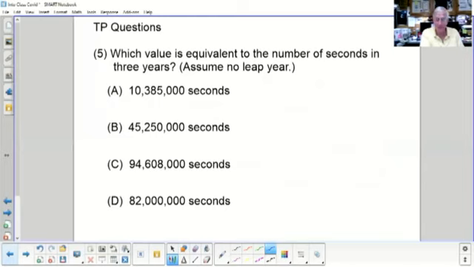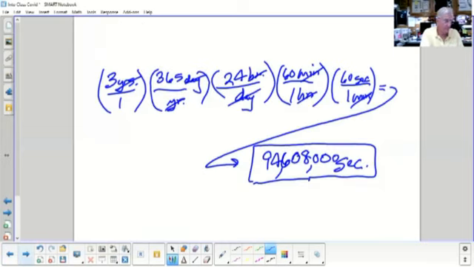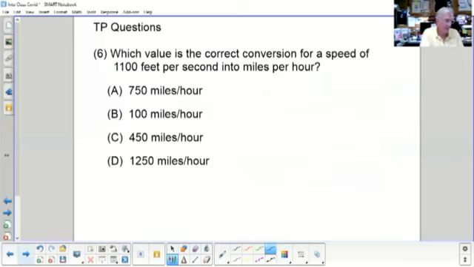All right, let's go on and try another one. Which value is the correct conversion for a speed of 1,100 feet per second? How can I get that into miles per hour? 1,100 feet per second. How can I convert it to miles per hour?